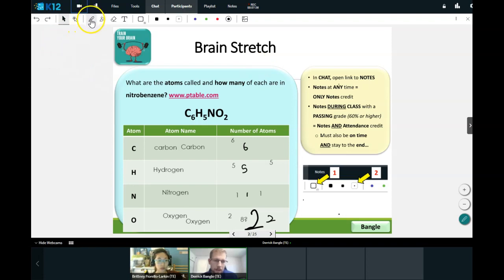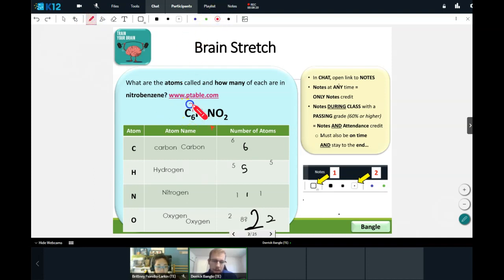The way we tell how many atoms we have for each element is that, again, we're looking at the small subscripts next to and in front of each letter. So for carbon, we're doing pretty good, there's going to be 6. For hydrogen, it's going to have 5. Nitrogen's going to be 1.